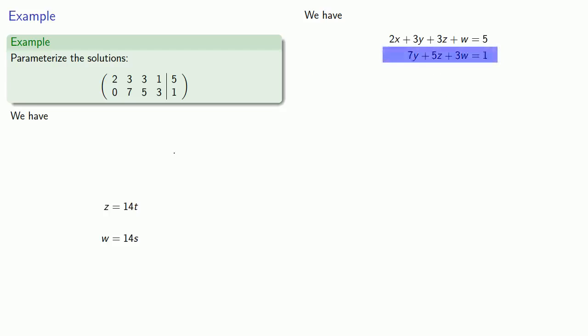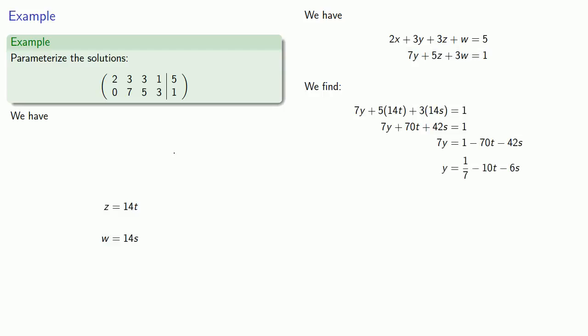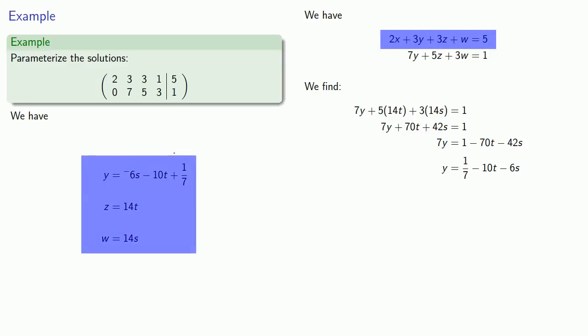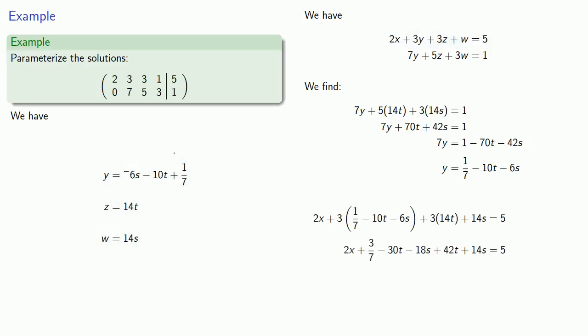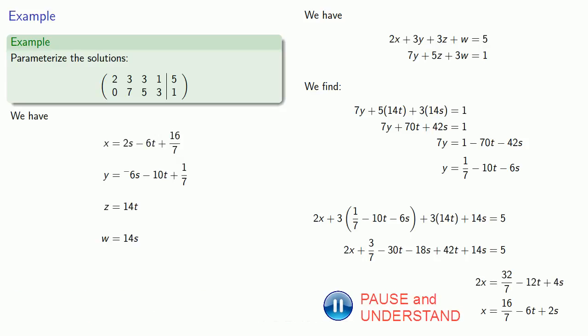From the last equation, we can substitute in our values for z and w and solve for y. Our next to last equation, we can substitute in our values for y, z, and w and solve for x. And so we have our solutions for x, y, z, and w.